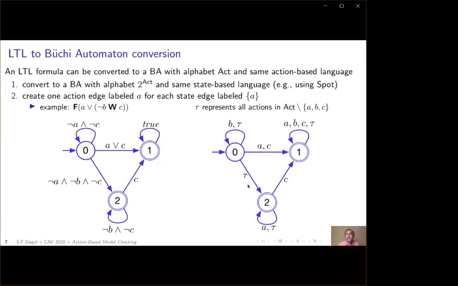Now, to form the action-based BA, I'm going to keep the same states, but change the edges. For every edge and every action, for example, for this edge and action B, set B to true and all other actions to false, and evaluate the corresponding formula. If it evaluates to true, as it does in that case, then I have an edge over here labeled B. Do that for all edges and all actions, and you have the resulting BA on the right. Here, tau represents any action in ACT, but not in A, B, or C.